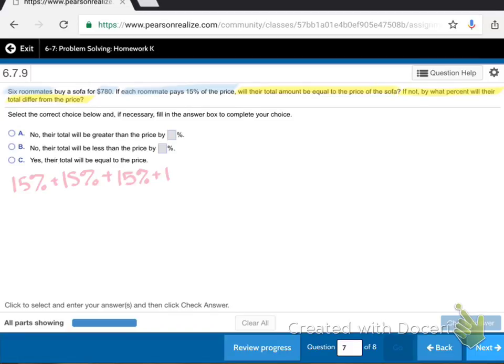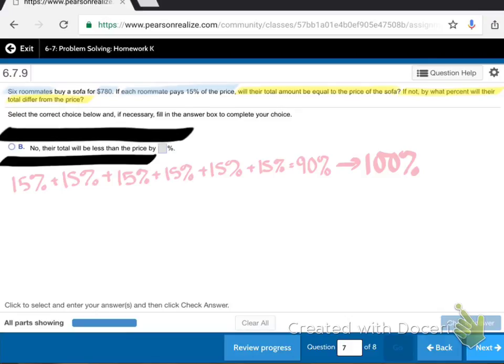So that means 6 roommates, each one will pay 15%, so 15% plus 15% plus 15% plus 15% plus 15% plus 15%. If you add up all those percents, they've only accumulated 90%. So 90% is less than 100%, because 100% is all of it. So I can get rid of C. Yes, their total will be equal to the price. That's gone. So now it's just A or B. Will their total be greater than the price, or will their total be less than the price? Well, if I'm paying 90%, 90% is less than 100%, so I am paying less. I don't have 100%. I'm below the amount I need.